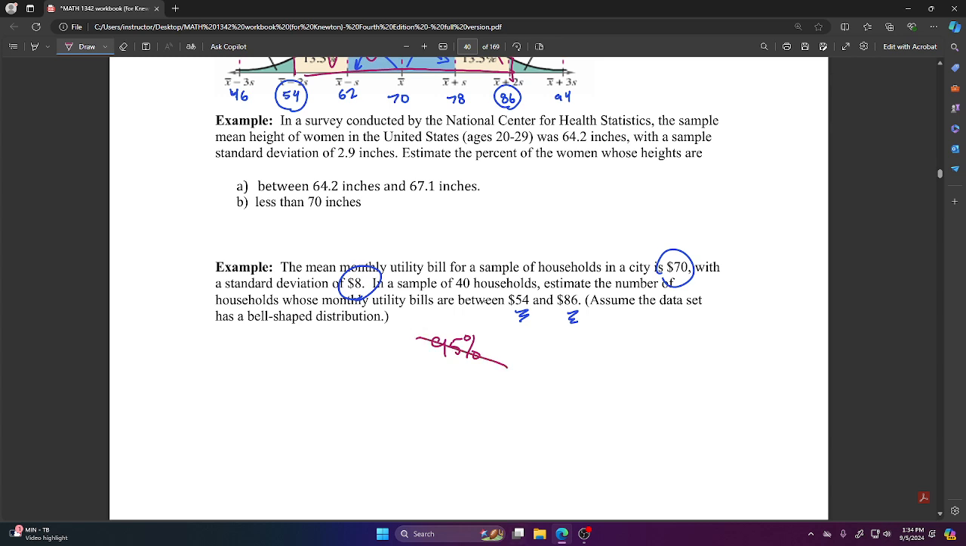Well, okay, hold up. It is actually right, but not 100%. If you notice, they're asking for something else. It says out of a sample of 40 households, estimate the number of households. So I got 95% of these households, sure, but then give me an actual number of households. How did I do that with the 40? Any ideas?